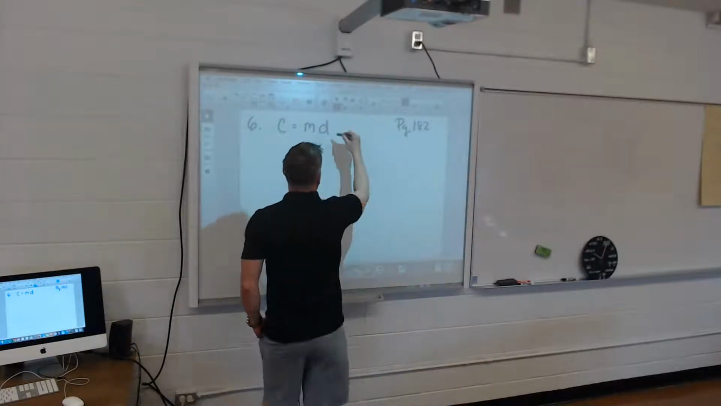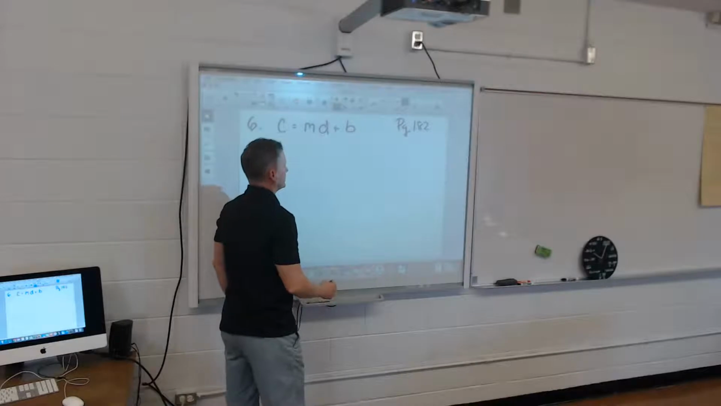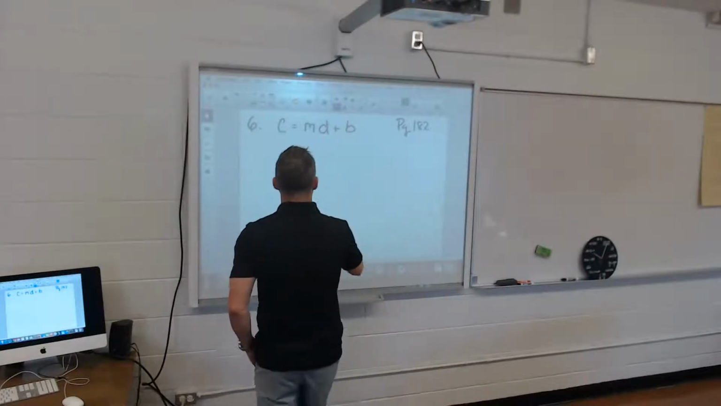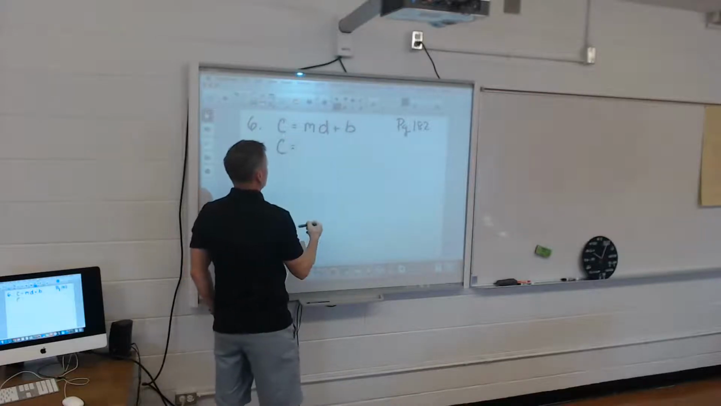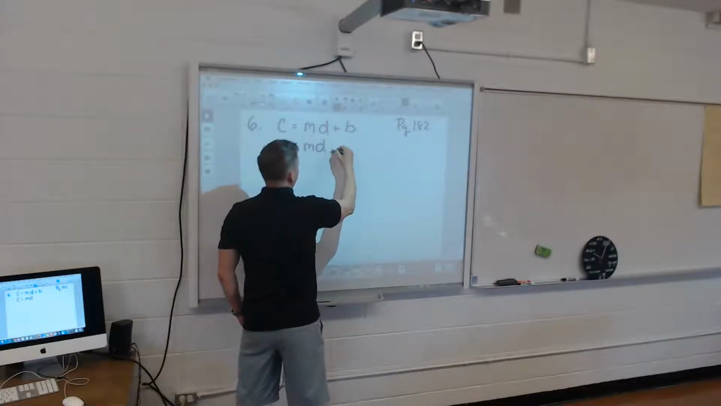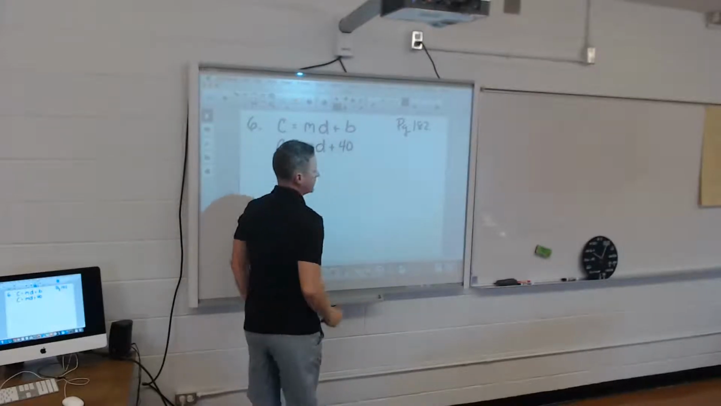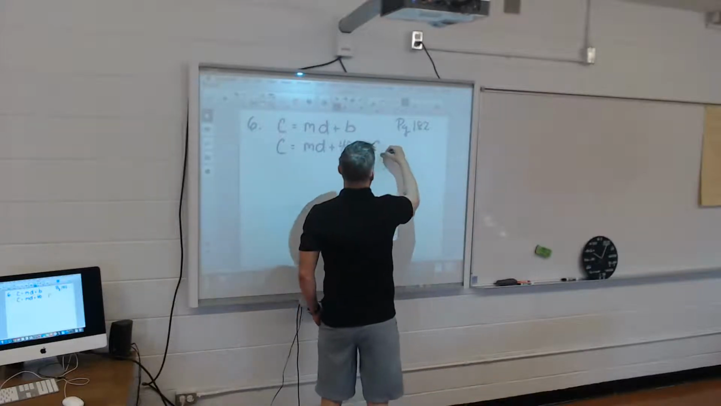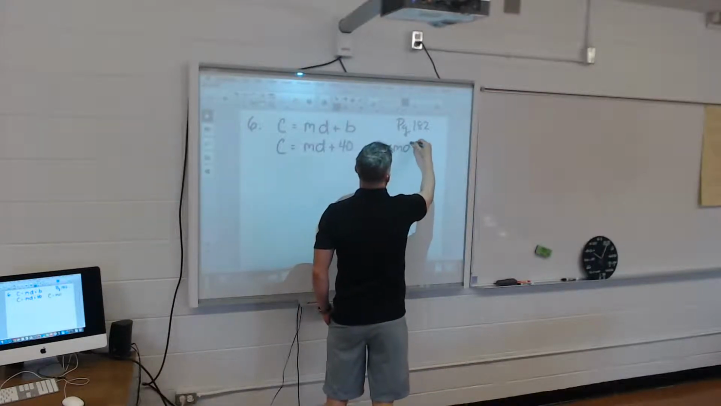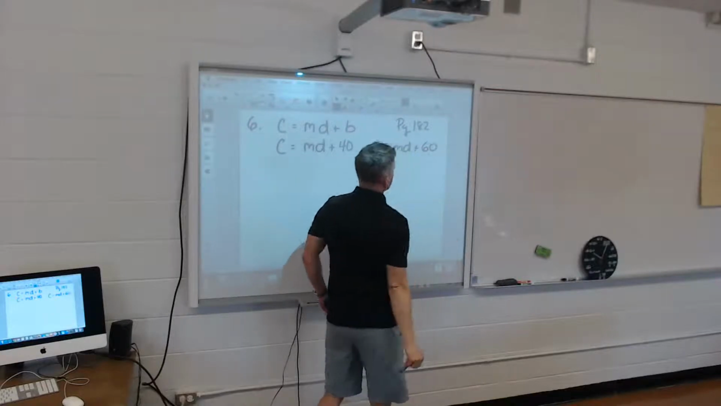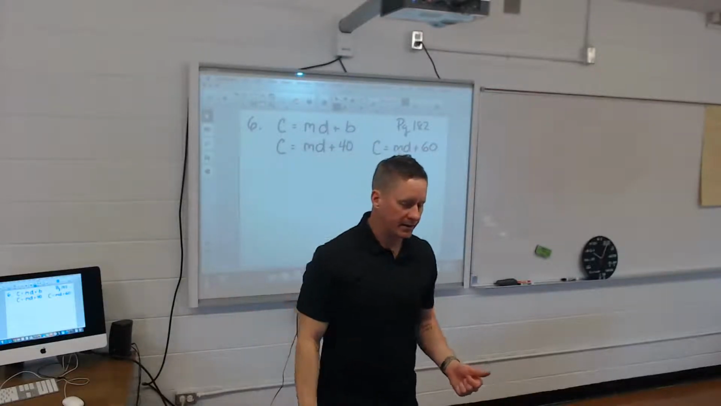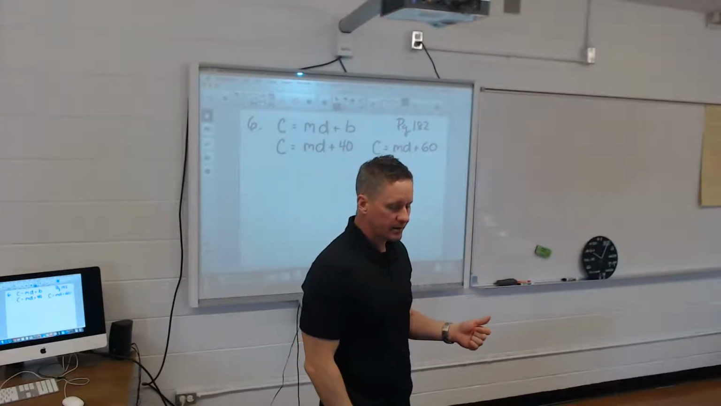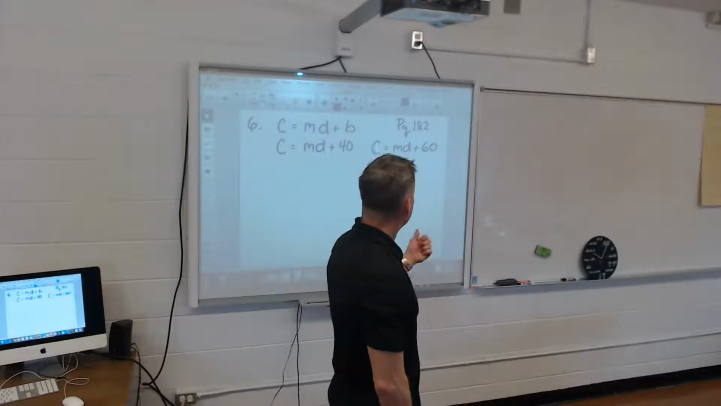And then I have my y-intercept. So there's a lot of variables right now. Okay, so for the first company, wheels to go, the cost is MD, and it starts at $40. The one that's direct car, its cost is MD plus $60. So the moment you rent wheels to go, it's $40. The moment you rent the direct car, it's $60.